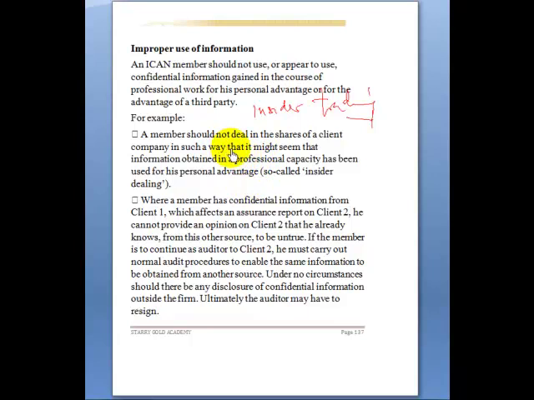A member should not deal in the shares of a client company in such a way that it might seem the information obtained in a professional capacity has been used for his personal advantage.